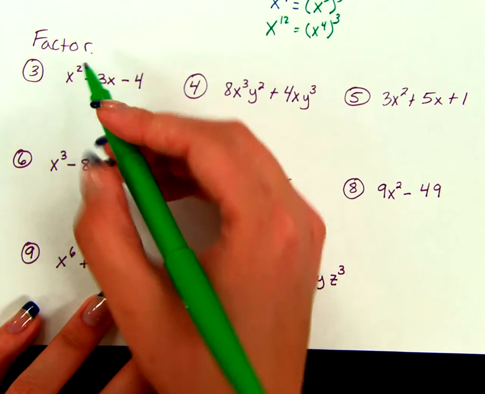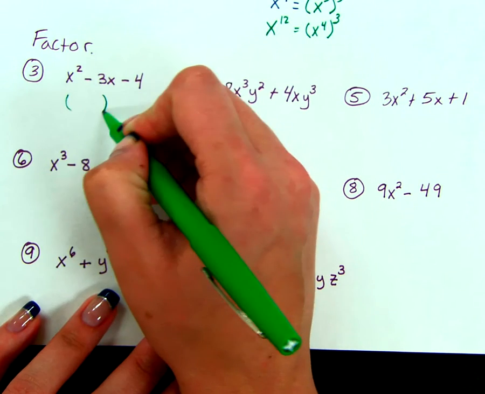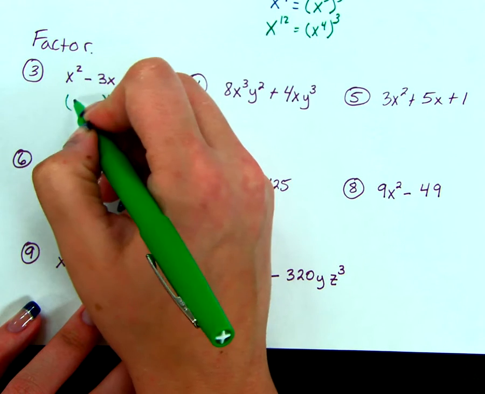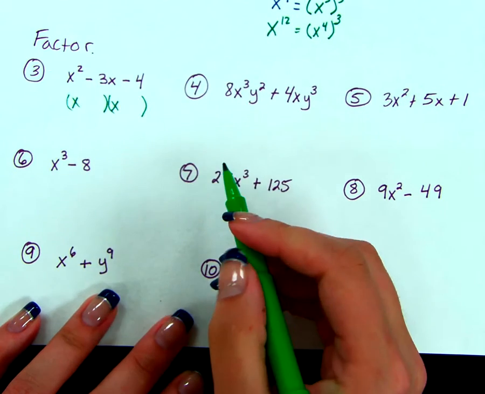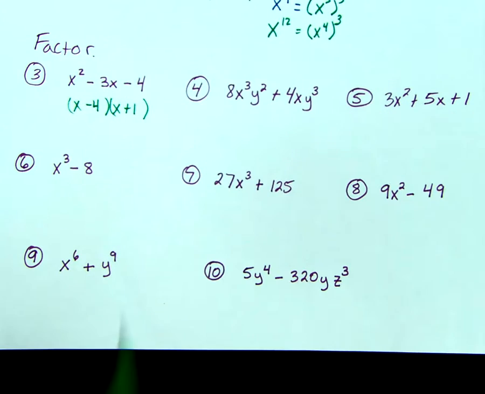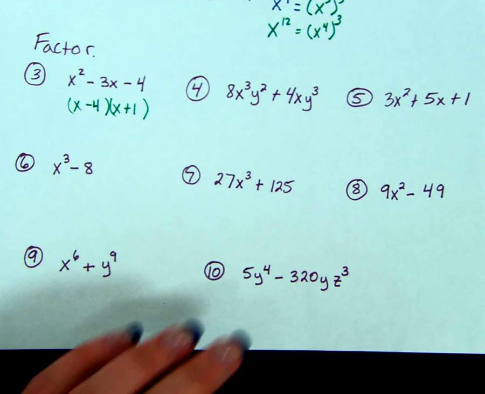Okay, so here there's no greatest common factor. We have an x squared. So we're trying to find two numbers that multiply to be -4 and add to be -3, and then our first term is split as x and x. So this one would have to be a -4 and a +1. And those are the prime factors. So there's nothing else that we can do to simplify.